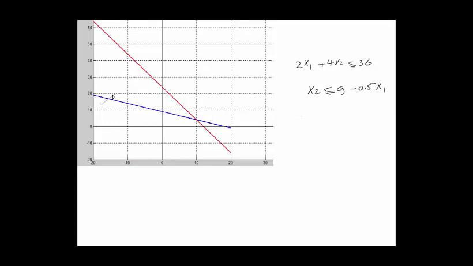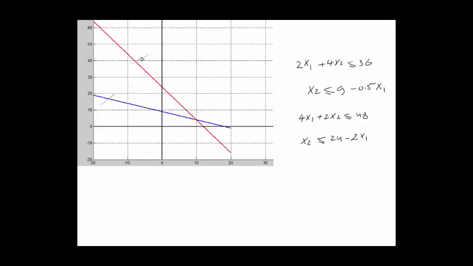The second constraint is 4x1 plus 2x2, less than or equal to 48. We need to take x2 on one side, so we divide all sides by 2 and take this term to the right-hand side, so it will be x2 less than or equal to 24 minus 2x1. So we got this constraint. I'll give you the code for how to draw these lines in Matlab; you will find it in the description below.